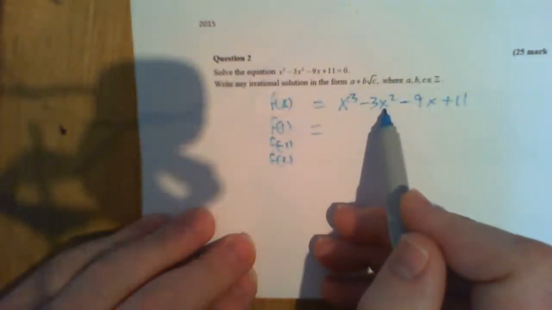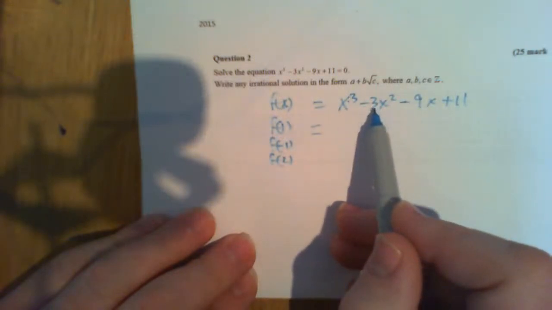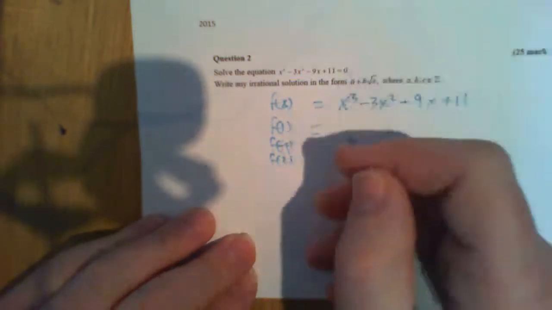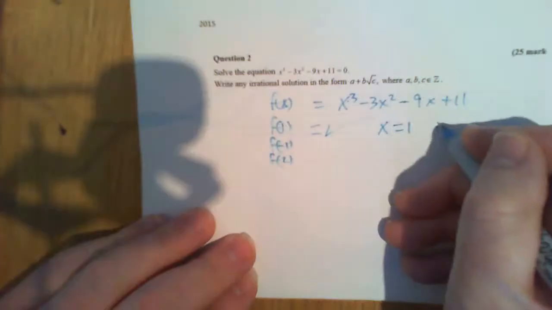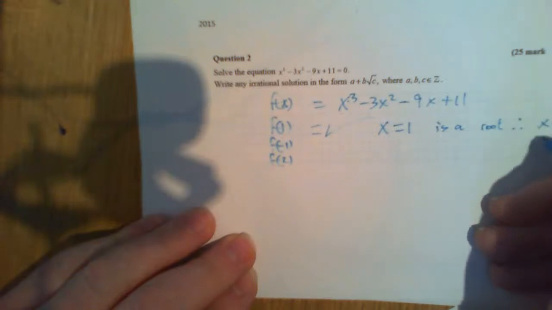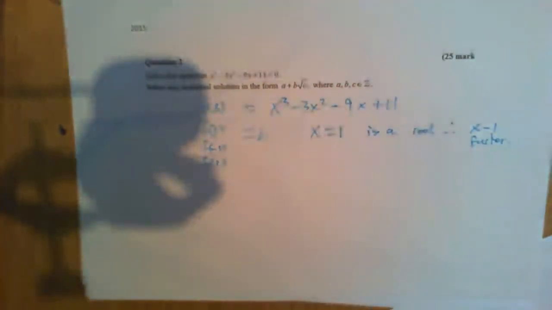1 minus 3 minus 9. 1 minus 3 is minus 2. Minus 9 is minus 11 plus 11. So it actually works for 1. So that means x equal to 1 is a root. Therefore, x minus 1 is a factor. So now we have a factor, and that's all we need to get this right.